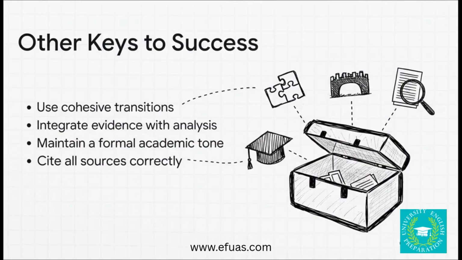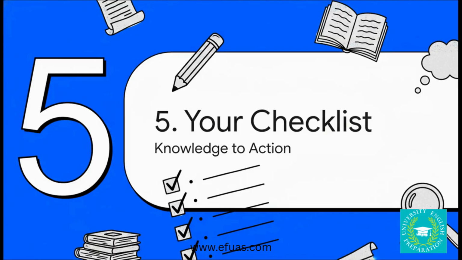So, besides a killer thesis, what else do you need? Well, you have to use transition words to connect your ideas smoothly, words like furthermore or in contrast. And you've got to weave in your evidence. Don't just quote drop and run away. You have to explain why that quote is important. And of course, keep the tone formal and academic. That means no slang, no informal language. You know the drill.